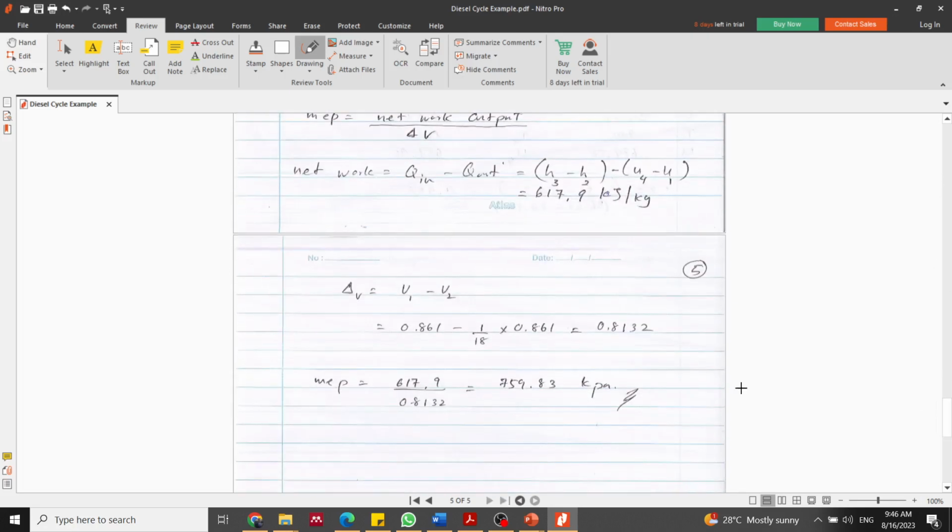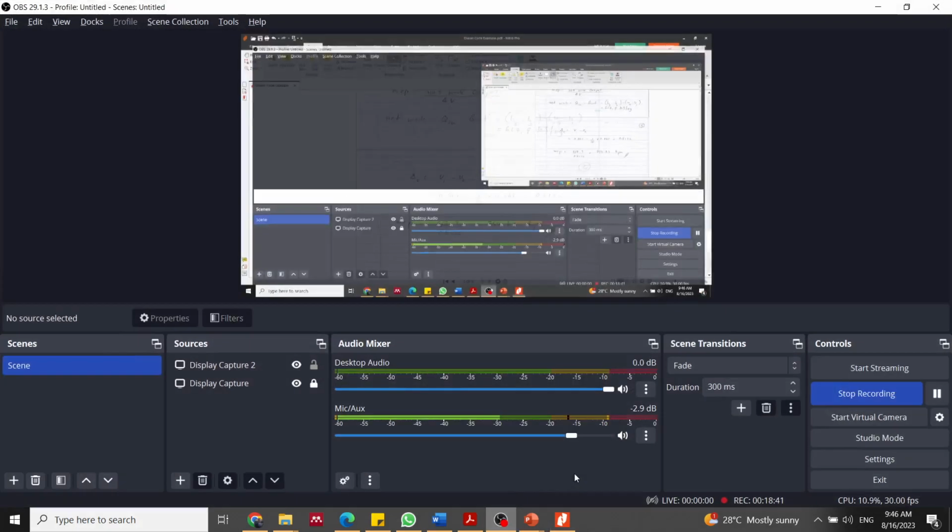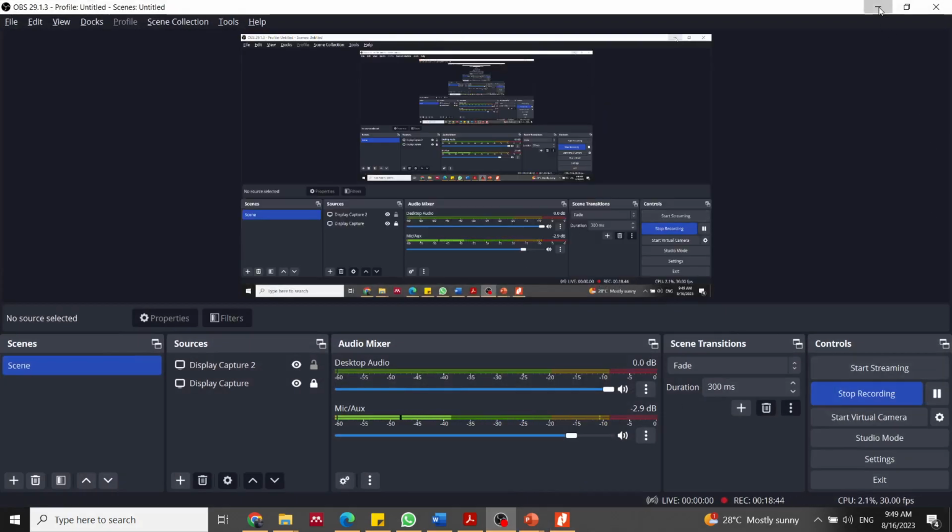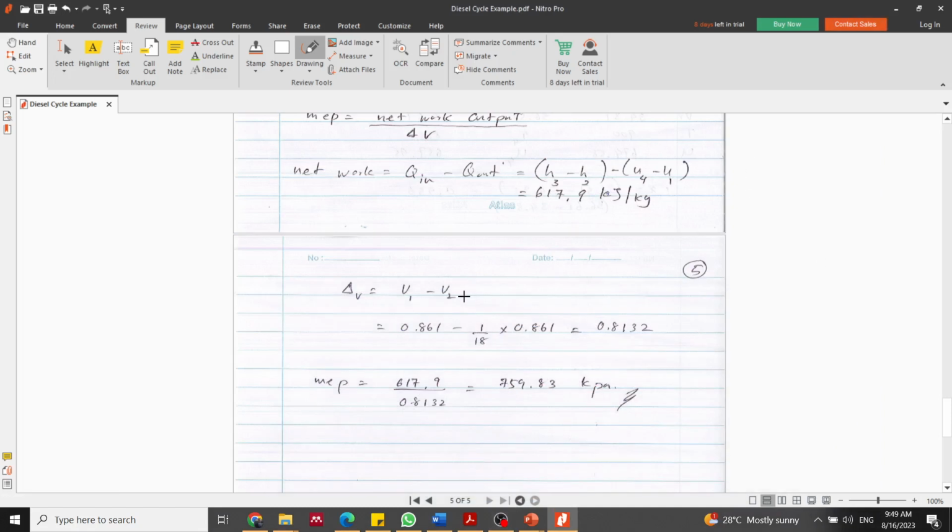Then we can calculate delta V, which is the change of volume. So V1 is known, we have calculated that one, and V2 should be 1 over 18 times 0.861, because we know V1 divided by V2 equals 18. Therefore we can consider that and find the delta V value as 0.8132. So delta V becomes 0.8132.